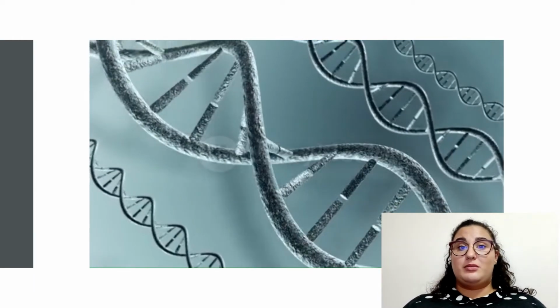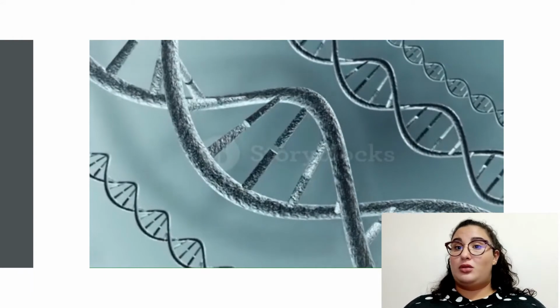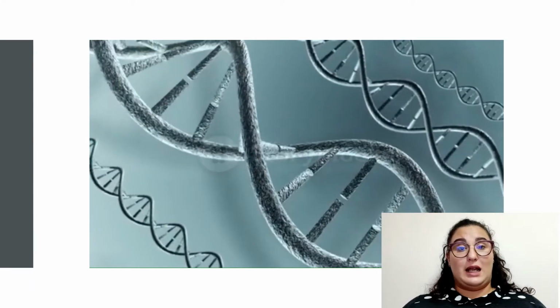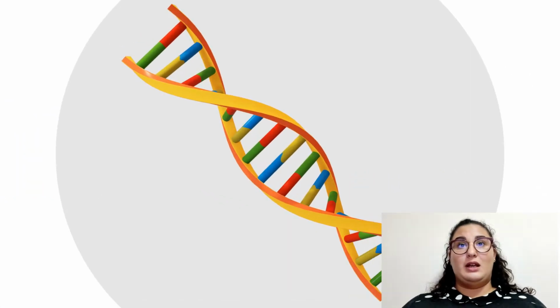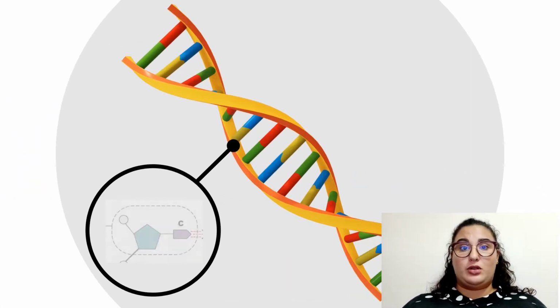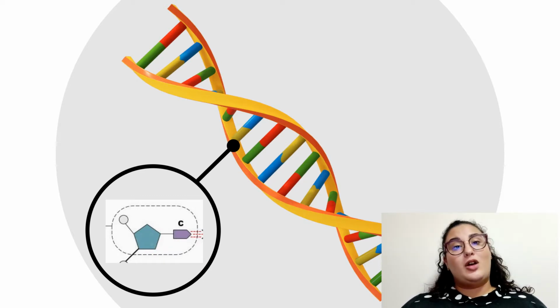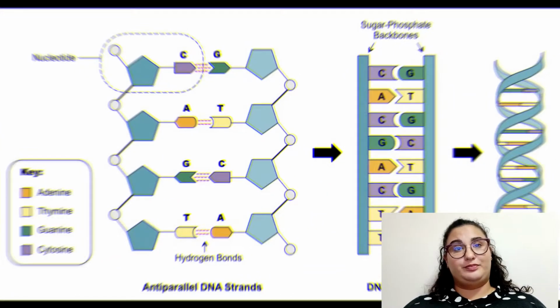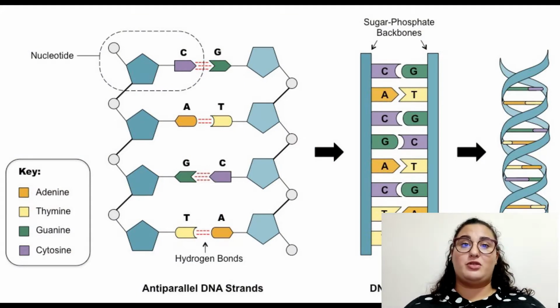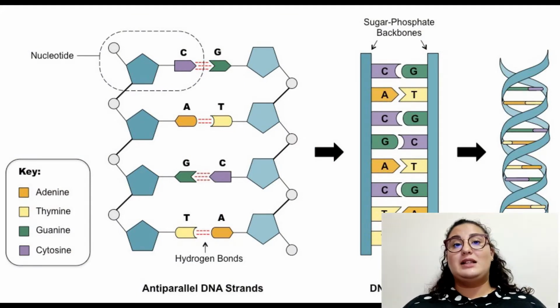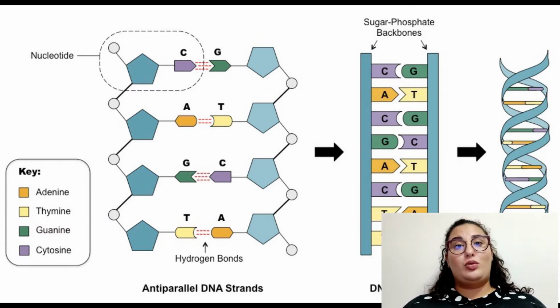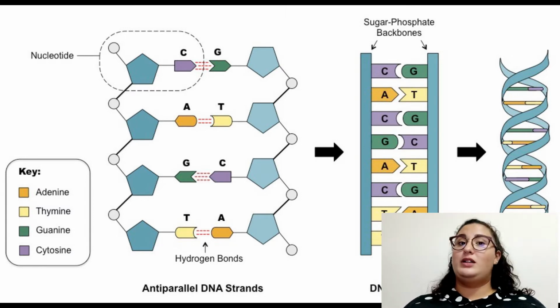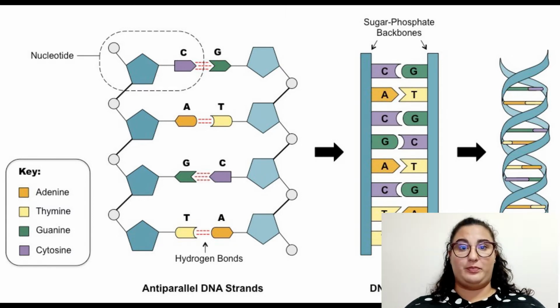Every living organism has DNA. This includes viruses. DNA is double-stranded and looks like a twisted ladder. It is made up of small building blocks called nucleotides, which each contain a sugar. There are 4 different types of nucleotides in DNA. These are adenine, thymine, guanine, and cytosine. In DNA, adenine always binds to thymine, and guanine always binds to cytosine.